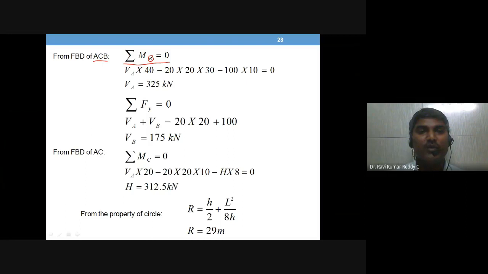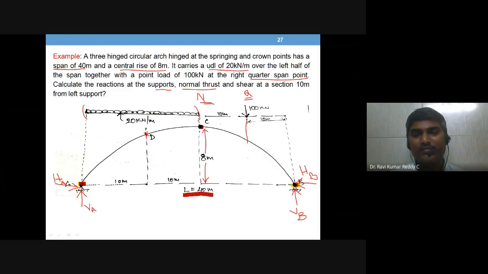So you take moments of all the forces acting on the arch about B and make it equal to 0. Sum of all the moments of all the forces acting on the arch about B is equal to 0 is the equilibrium equation. So B is a moment center for me. Let's see how it is being calculated.